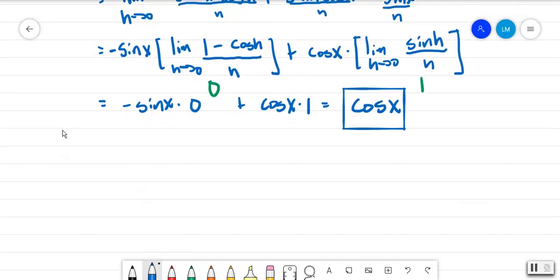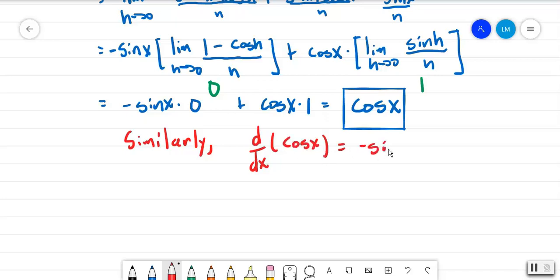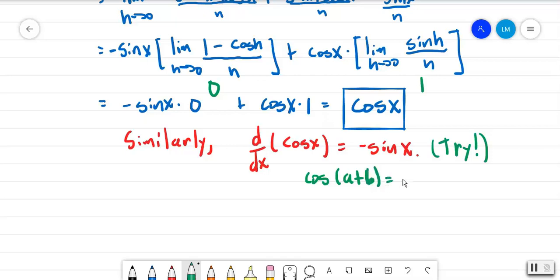Okay. Now, similarly, we can use that the derivative of cosine of x is equal to negative sine of x. I suggest that you go ahead and try to show that yourself. How? You'll have to use the official definition and use that cosine of a plus b. So remember that cosine of a plus b is equal to cosine of a cosine of b minus sine of a sine of b. Okay, so in that sense, that's just telling you that you just have to use the sum formula for cosine.